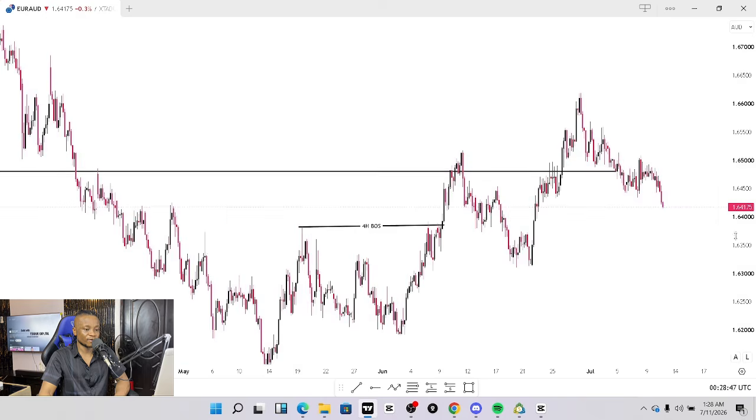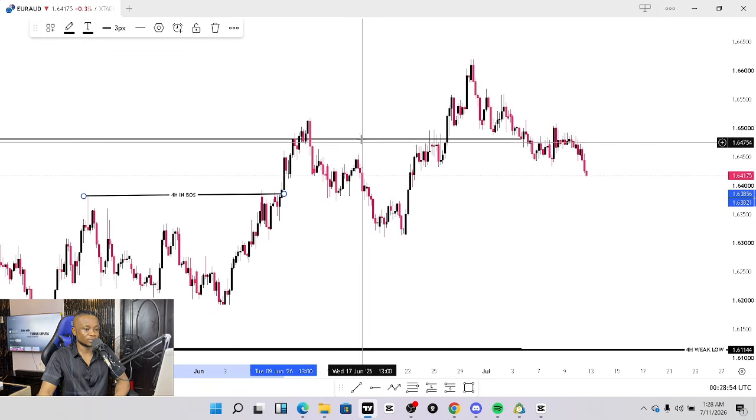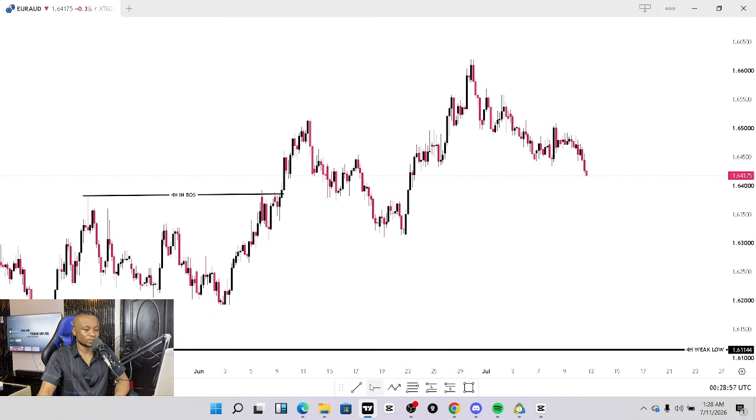Sells. However, this is my internal break of structure. Let me remove this fib too, so the chart will be a little bit cleaner.